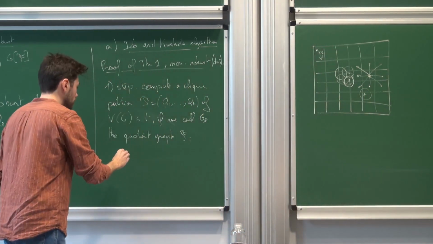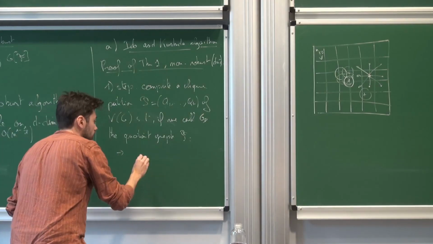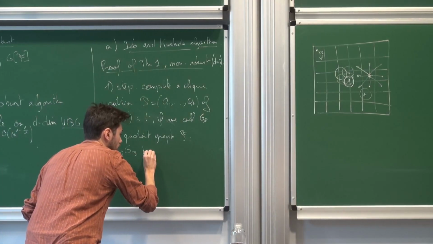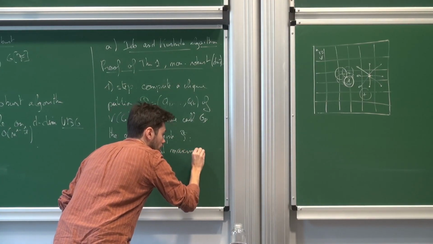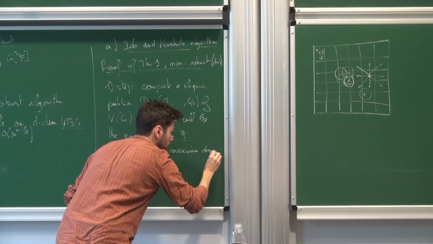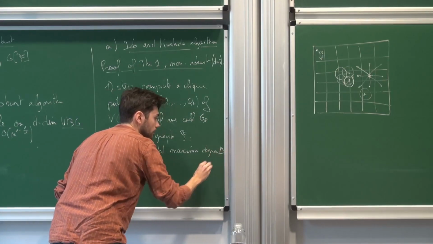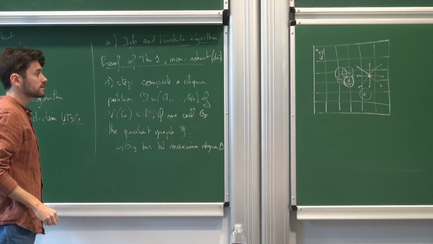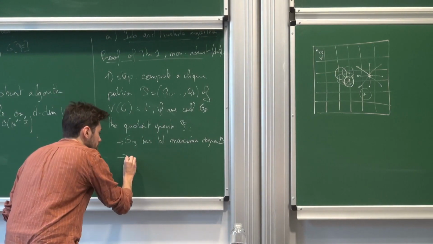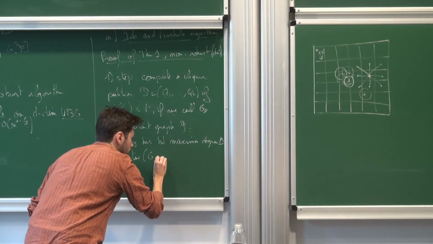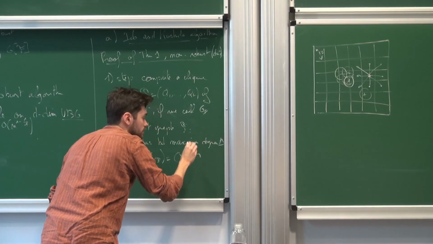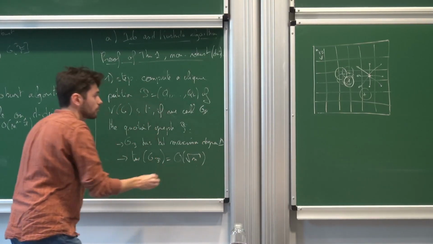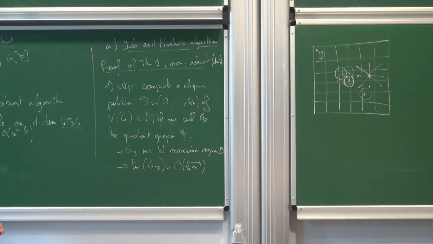Okay. So GP has bounded maximum degree. We call it delta. Okay. And what we can see also is that the treewidth of GP is big O of square root of t, so square root of n, where n is the number of vertices of my input graph.